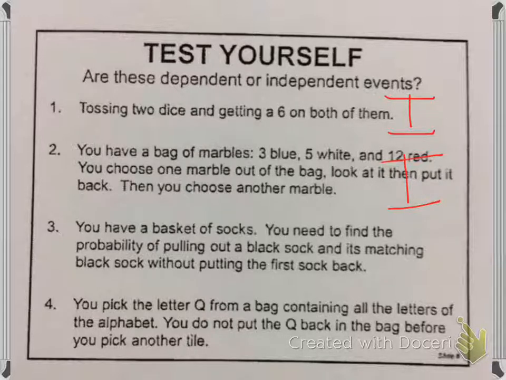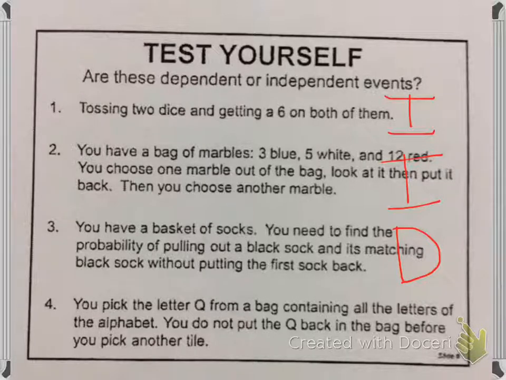Number 3. You have a basket of socks. You need to find the probability of pulling out a black sock, and then its matching black sock without putting the first sock back. So say you have 10 socks, you pull out 1, and then you're not going to put it back, so then there's only 9 socks left in there for the second probability. Because those probabilities affect each other, that would be a dependent event. It affects the other event.